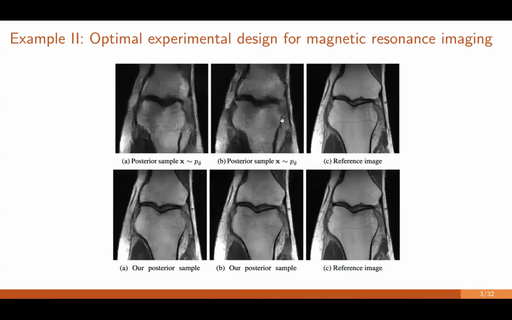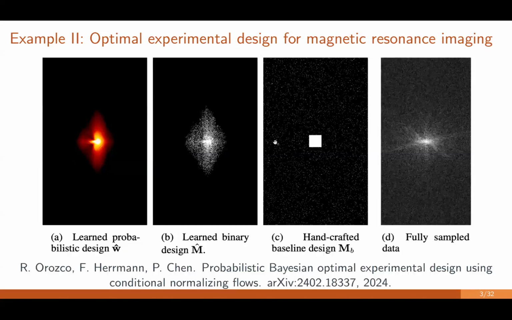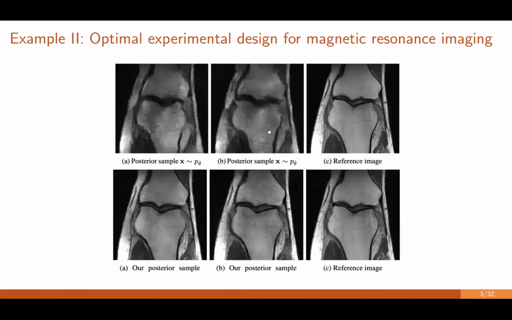Well, here you can see this is a reference image. If you draw the data like this, with the handcrafted baseline design, you'll get some posterior samples like this. It's quite blurred. It's a bit far from the reference image. So now if you apply our recently developed methodology, then the posterior sample actually looks quite like the reference image after the optimization.